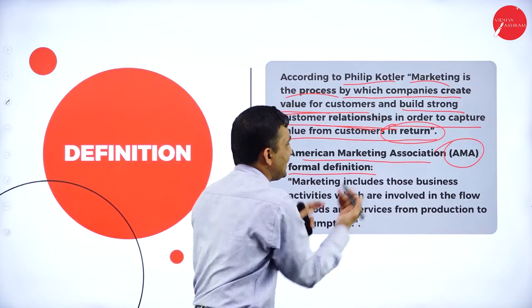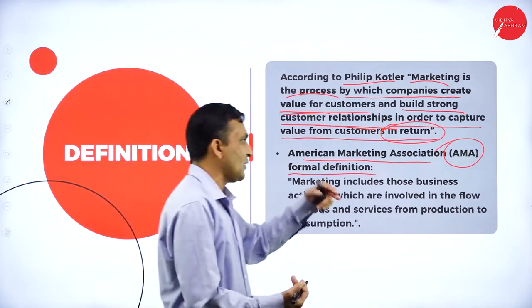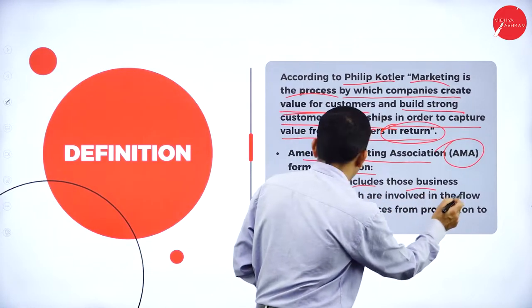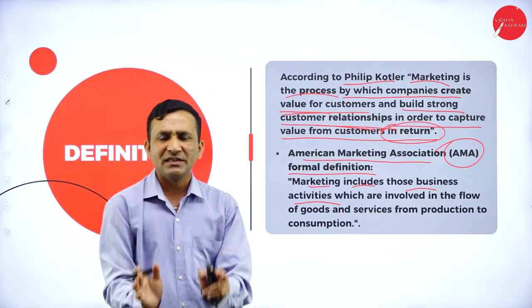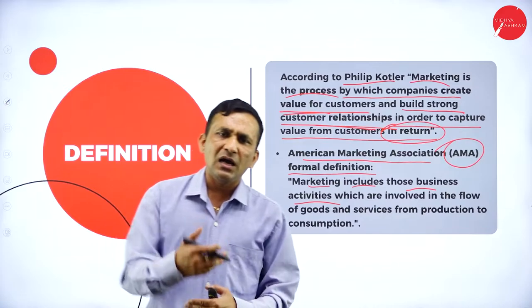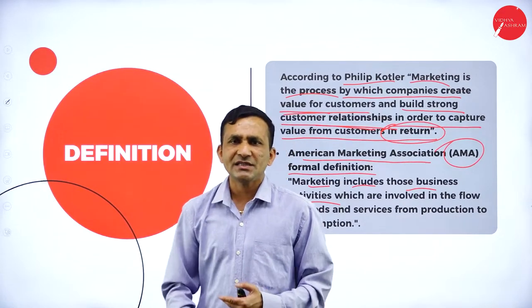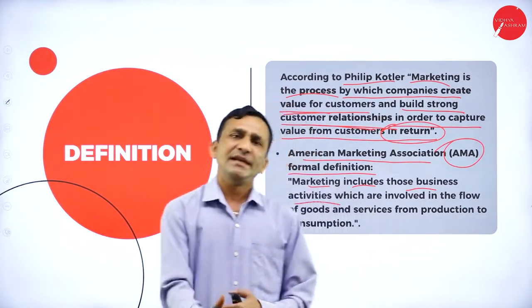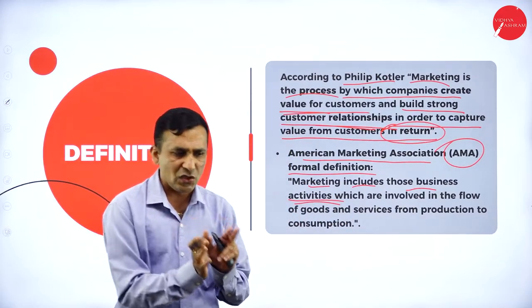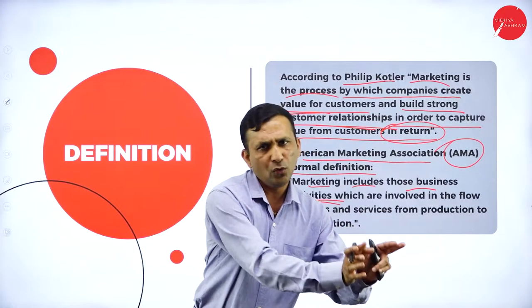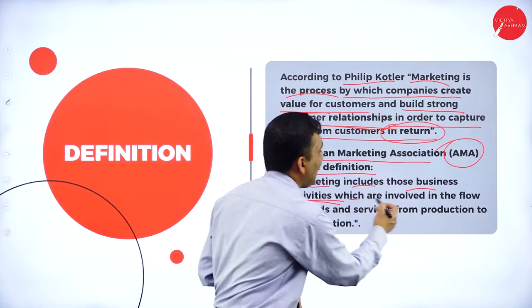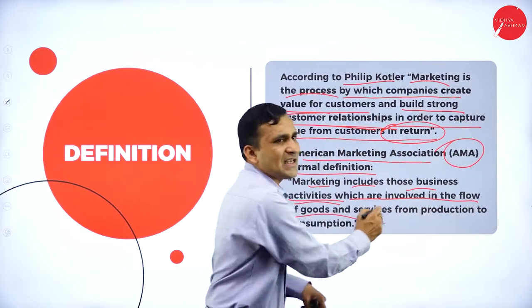Now, second, what exactly did the American Marketing Association say about marketing? Marketing includes those business activities, because business activities start from human activity, from the human itself. The man or woman takes steps to produce the product, obviously. This comes under human activity, because the seller is also a person and the buyer is also a person. So marketing includes those business activities which are involved in the flow of goods and services.